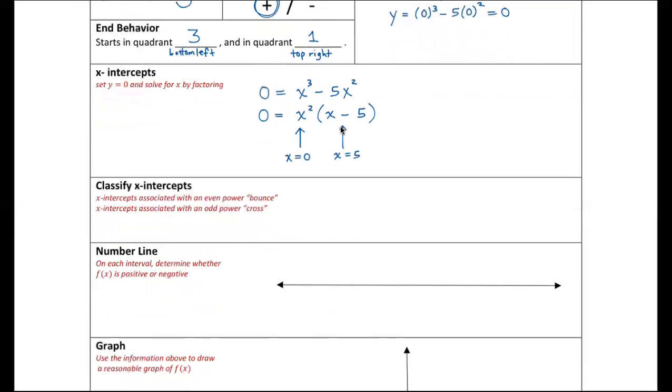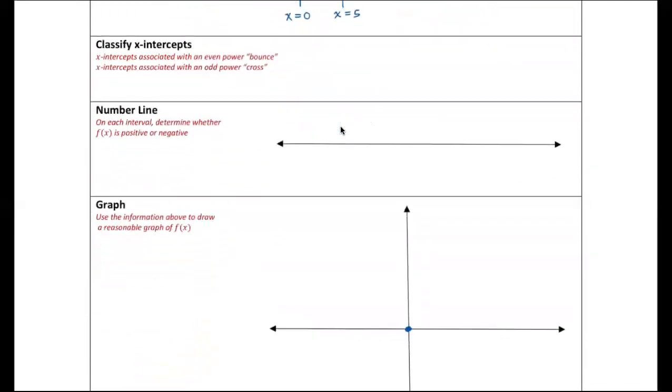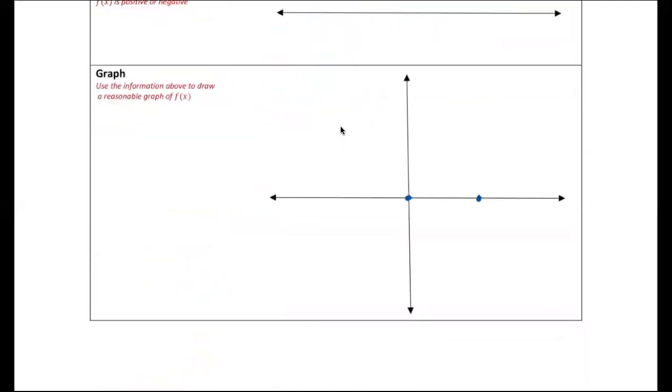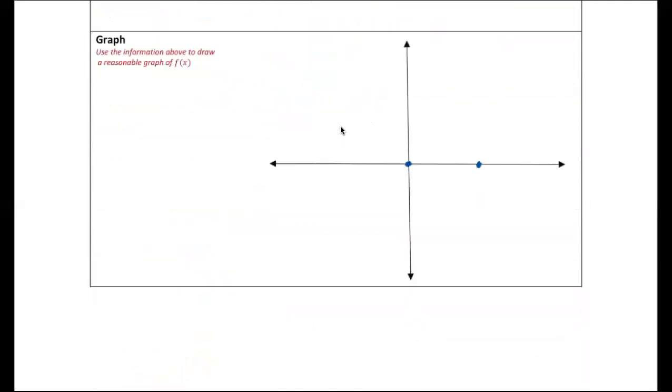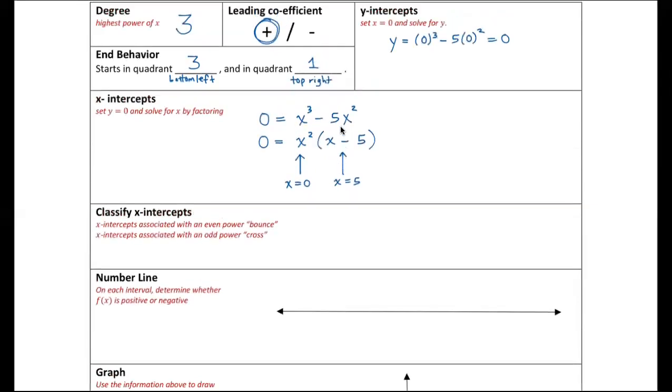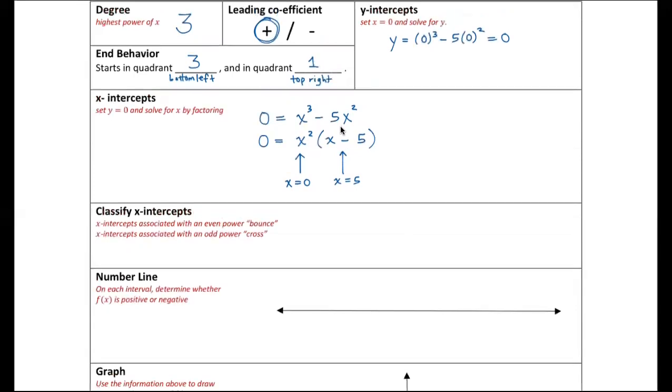And heck, why not? Let's go down and plot them right on. So 0, we already had that one, but let's plot this one over here. And I best label it here. This is 0 and 5. Okay, so we've plotted those on. Now, the next thing I've put on here is to classify the x-intercepts. And this is an optional step, but I like it because it helps me.